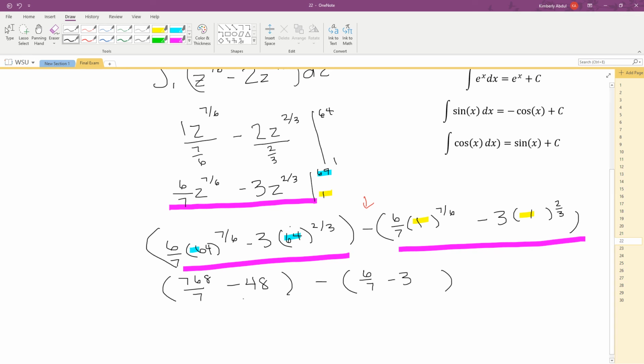I can then simplify these portions. So this right here is going to give me 432 over 7. That number minus, and then 6/7 minus 3 is going to give me negative 15 over 7. And then lastly, I can subtract these, 432 over 7 minus negative 15 over 7, and I'm going to get 447 over 7, which is a terrible number, but it is the answer.